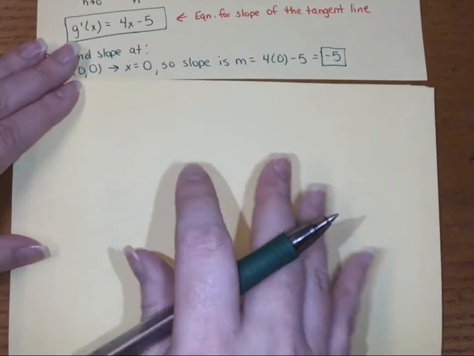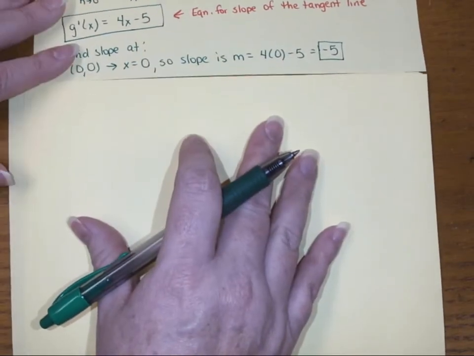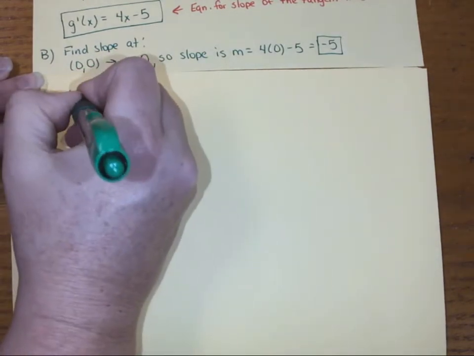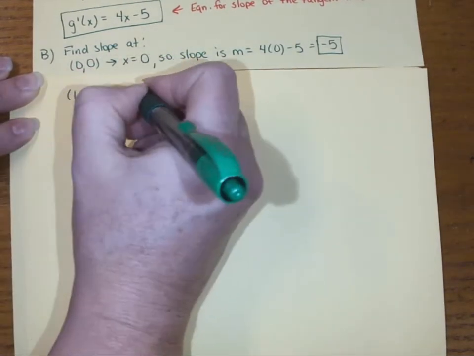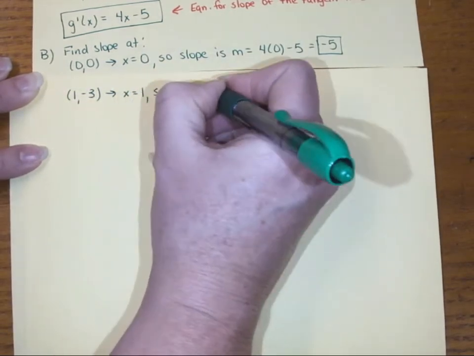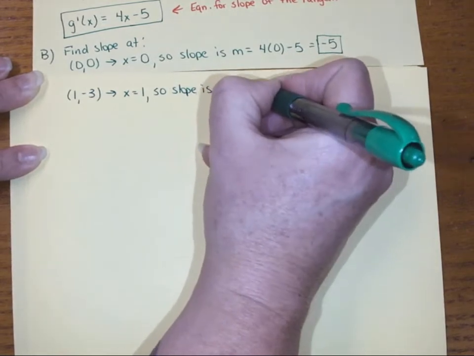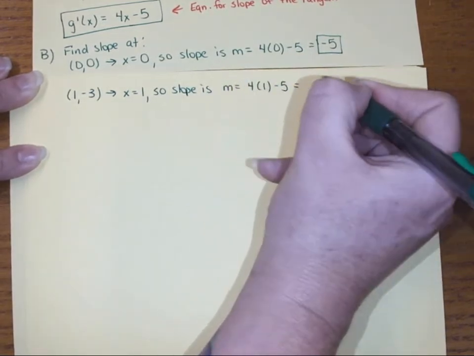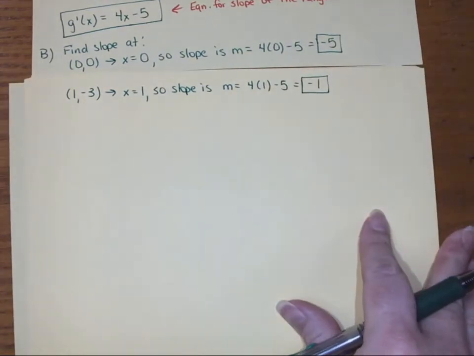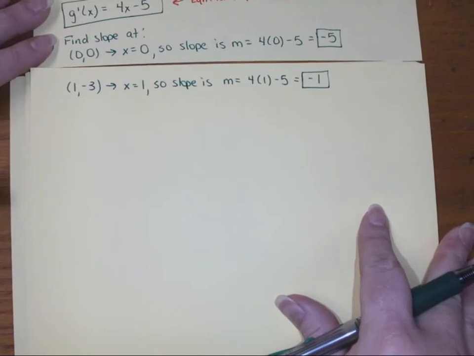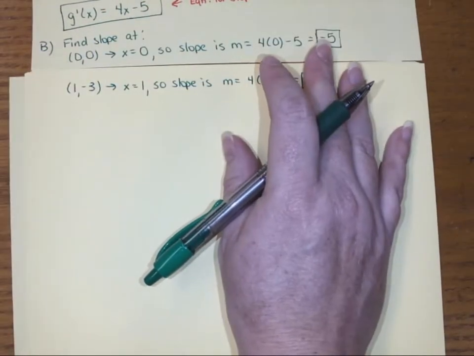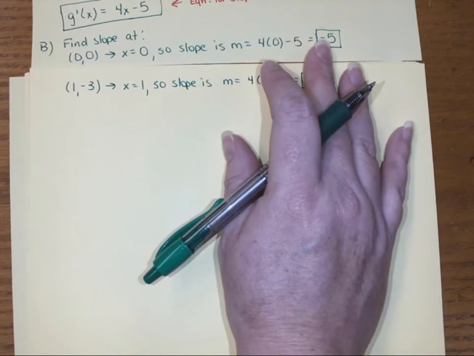But not surprisingly, if we switch the point, okay, let's maybe take the point 1, negative 3. Notice here x is 1. So the slope is going to be 4 times 1 minus 5, or negative 1, right, because 4 minus 5 is negative 1. And notice, if I were to ask you about other x's, all you do is plug that x value into this equation that you just found for slope.